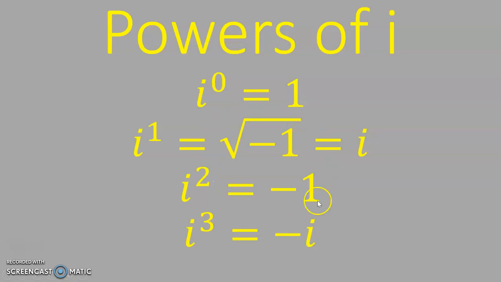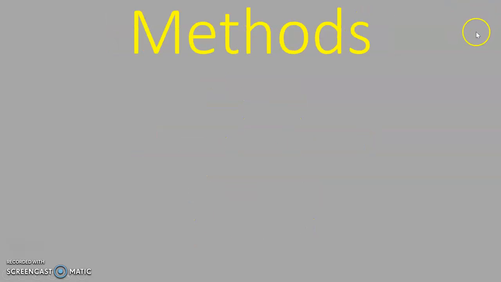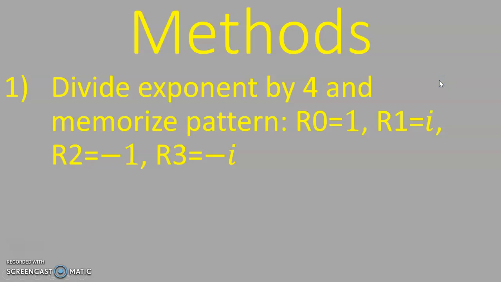So this is the cycle that will continue regardless of what power you raise i to, if it's a whole number power. So we're going to look at two different methods for finding the value of i raised to a higher power. One way would just be to memorize the previous pattern: if you have a remainder of 0 when you divide by 4, you get the same thing as i to the 0 power, just 1. If you get a remainder of 1, it's the same thing as i to the first power, just i. A remainder of 2 would be i squared, or -1, and a remainder of 3 would be -i.